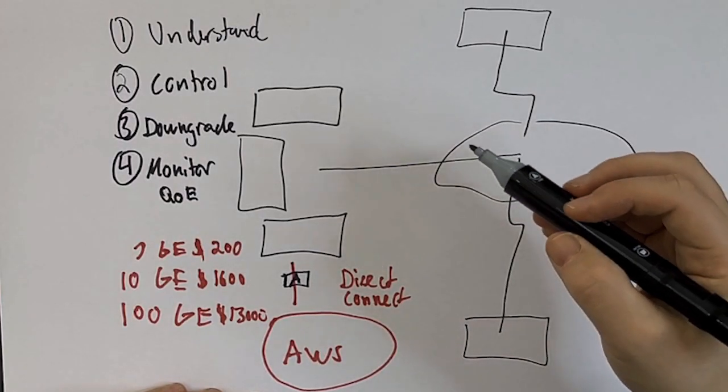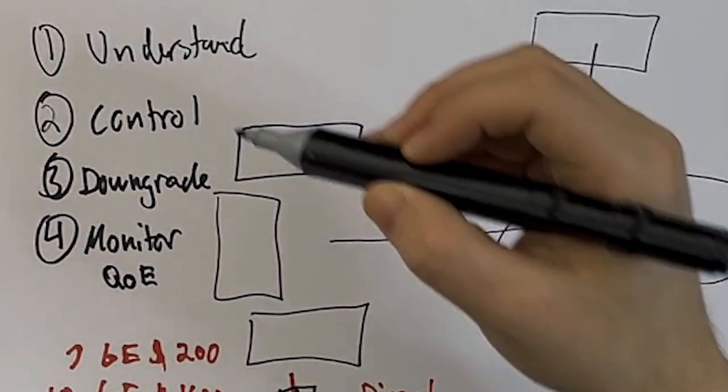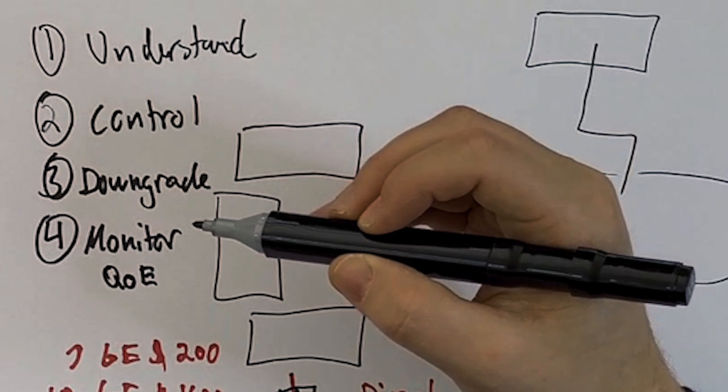So in summary, by using AppLogic Networks box to understand, control, and then potentially downgrade those links, you can save tens of thousands of dollars per year. And that is how AppLogic Networks make networks more affordable.